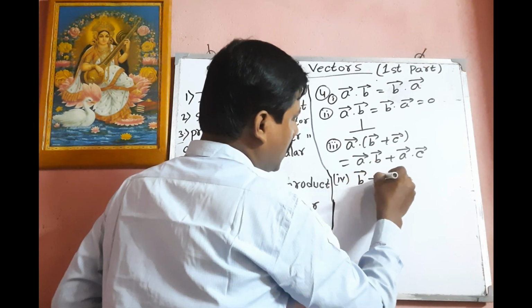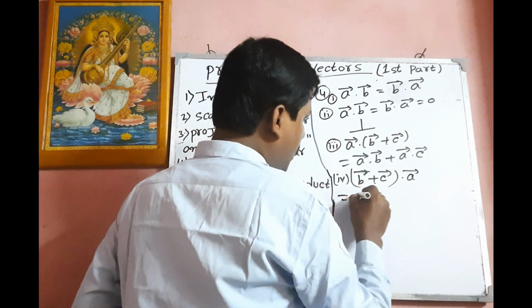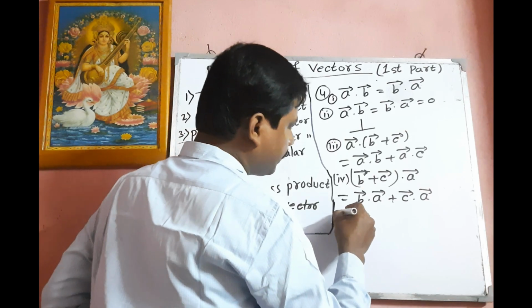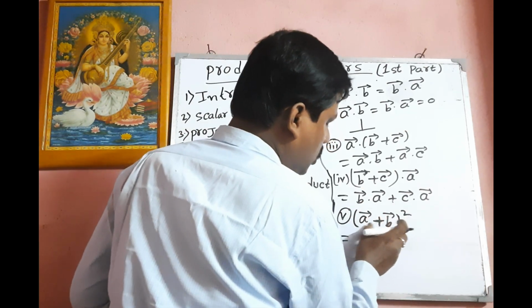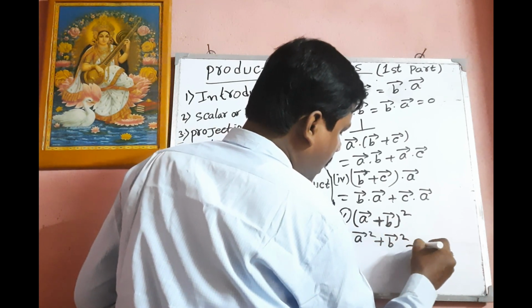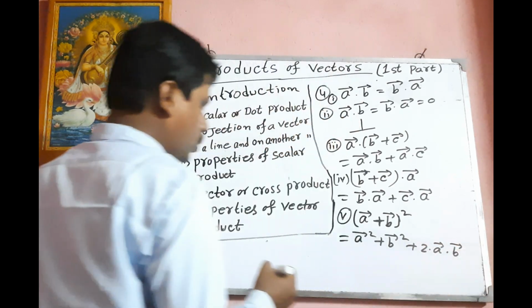B plus C, dot product with A vector, then you get... So move to the next part. For this, A plus B whole square, we get A vector square plus B vector square, and 2 times A dot B vector, which is always true.